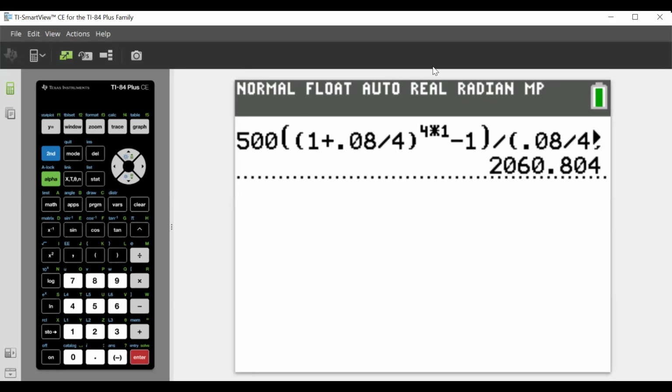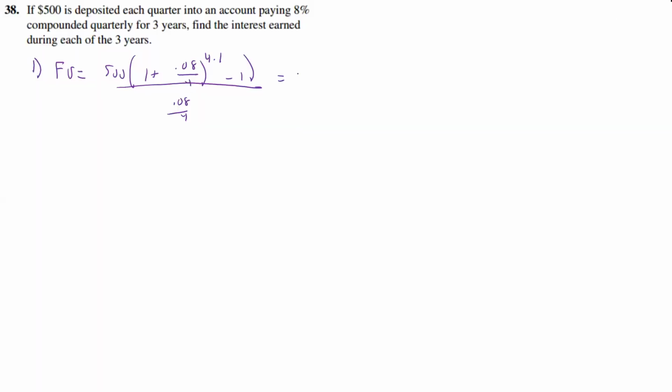So let's write all this down here so we can have it. So it says this future value is 2060.80. Now the deposits, they were equal to 500 times 4, which is 2,000, and interest is going to be equal to the 2,000 subtracted from the 2060.80. So the interest is going to be $60.80.